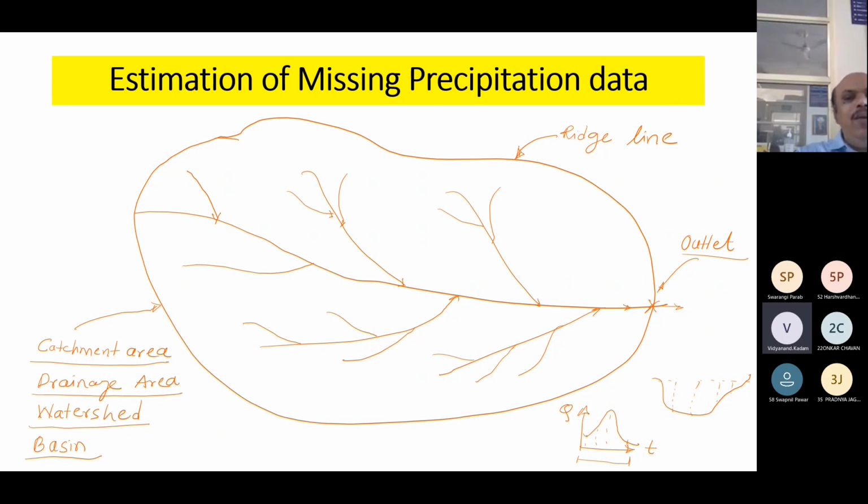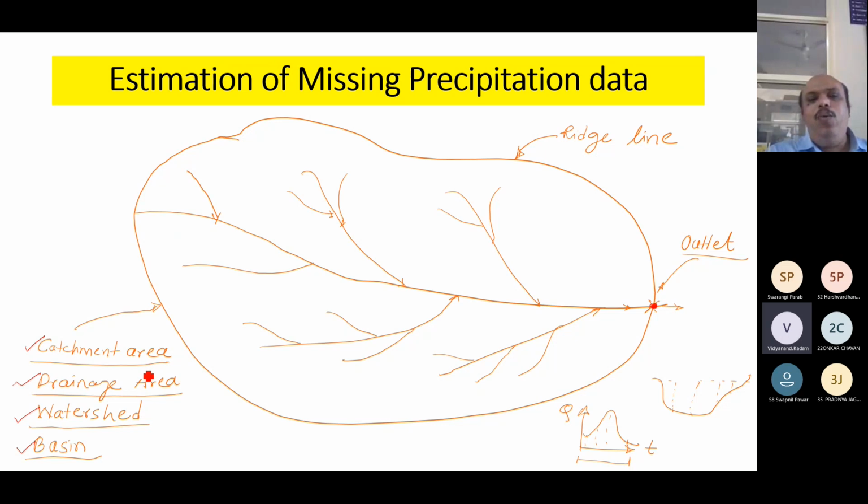So due to this ridge line, what happens? Whatever rainfall occurs in this particular area, ultimately it reaches some common outlet. So this point is the outlet. Okay, this is the outlet of this area. This area is known as catchment area. This is also known as drainage area. This is also known as watershed. This is also known as basin. So these are the parallel words for this term catchment area.